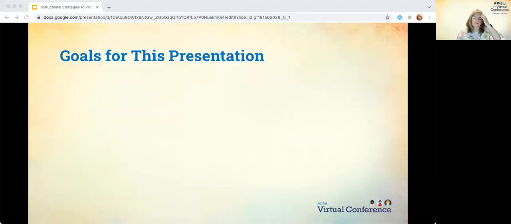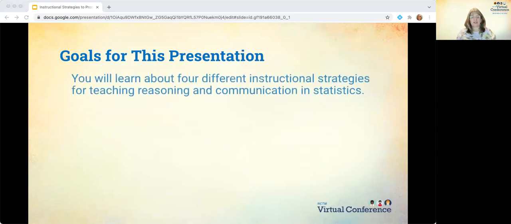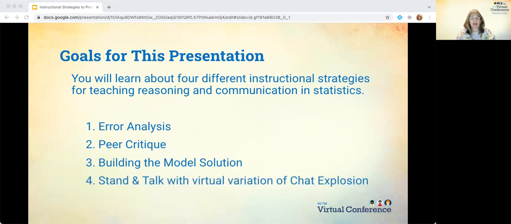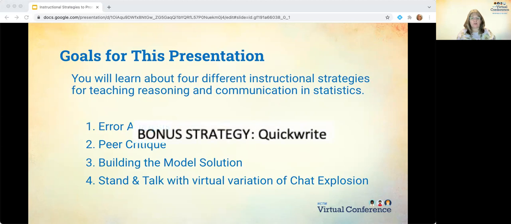So what are our goals for this presentation? Well, in this presentation, you're going to learn about 4 different instructional strategies for teaching reasoning and communication in statistics. The first one we're going to talk about is error analysis. We also have peer critique, building the model solution. Those 3 strategies are from the AP Statistics course and exam description. And then we have this one, which is not from the AP Statistics course and exam description, called a stand and talk. And I'm going to talk about a virtual variation that I've used called a chat explosion. And in this presentation, we have a bonus strategy known as a Quickwrite.